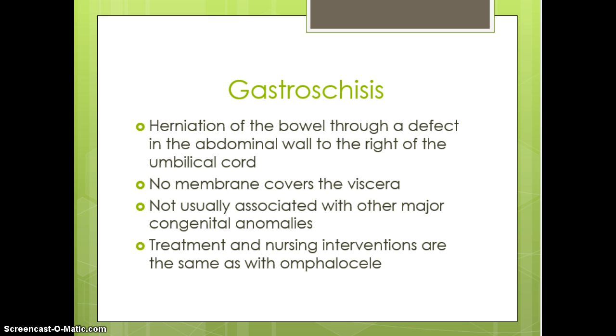Gastroschisis is herniation of the bowel through a defect in the abdominal wall. With gastroschisis, there's no membrane covering the viscera. There's really not any other anomalies or defects associated with gastroschisis, so the treatment therefore is just the same as the treatment for the omphalocele.